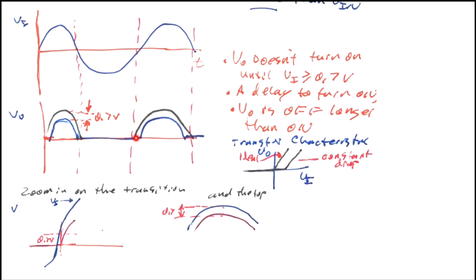There's a little delay, right? And at the very top of the cycle, the peak voltage is going to be 0.7 volts less. It's going to be 0.7 volts less everywhere, all through that sinusoid.